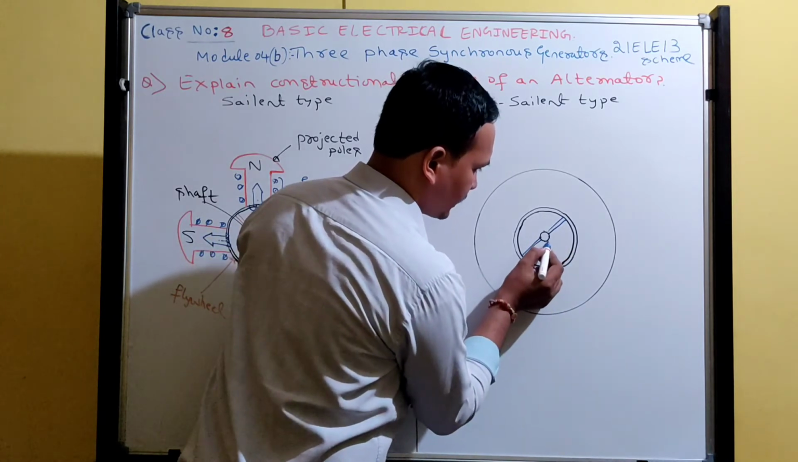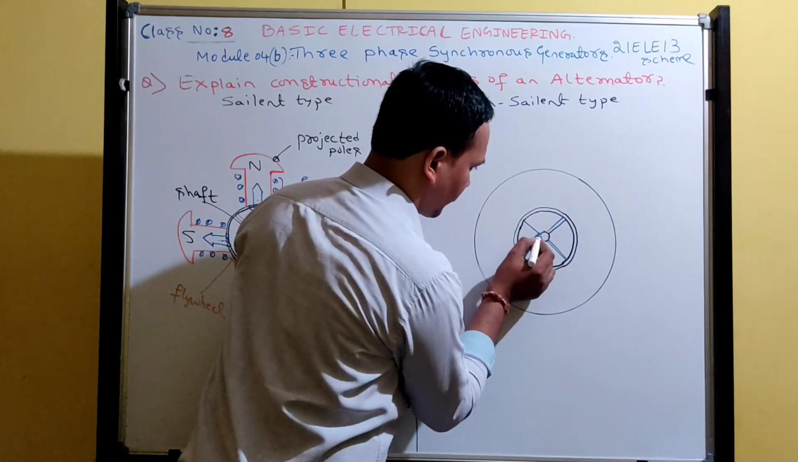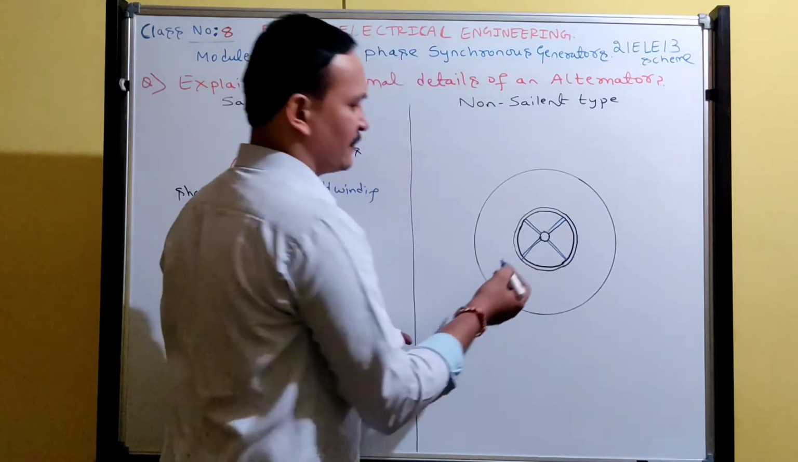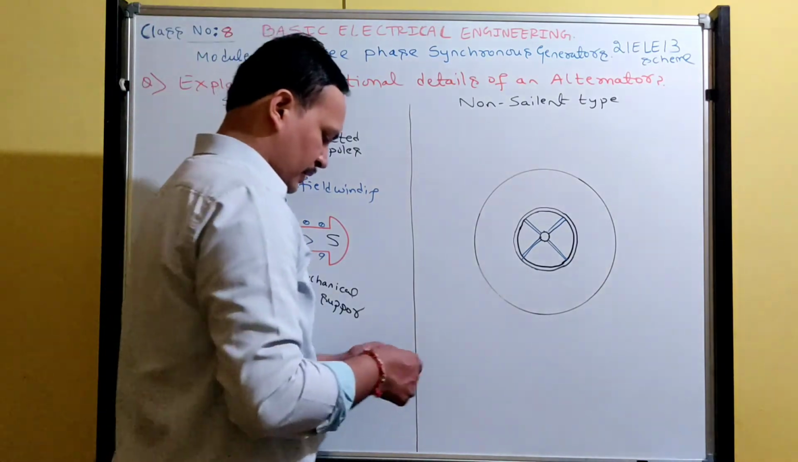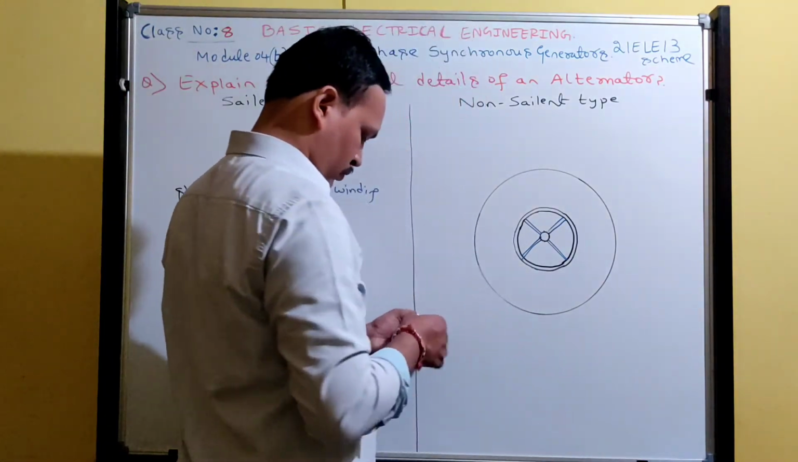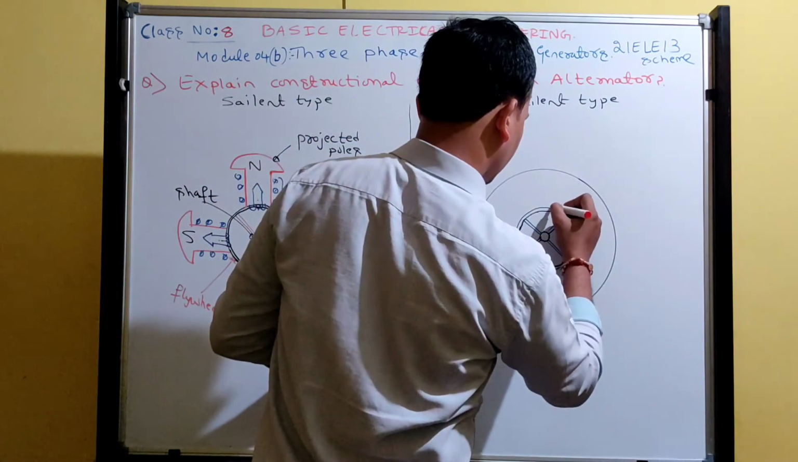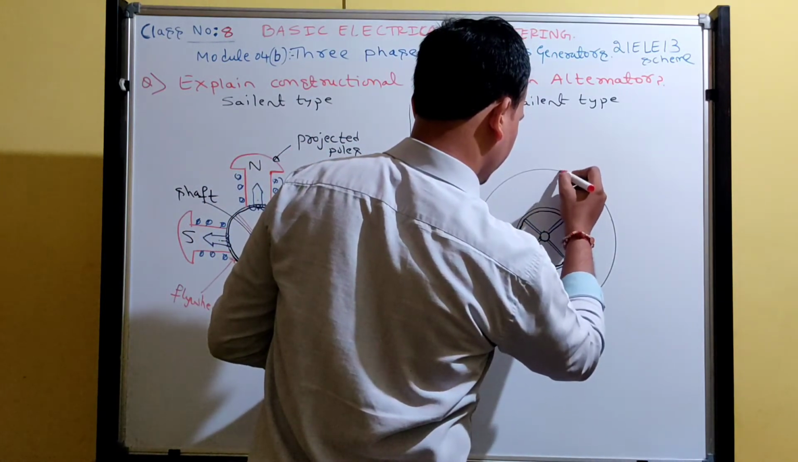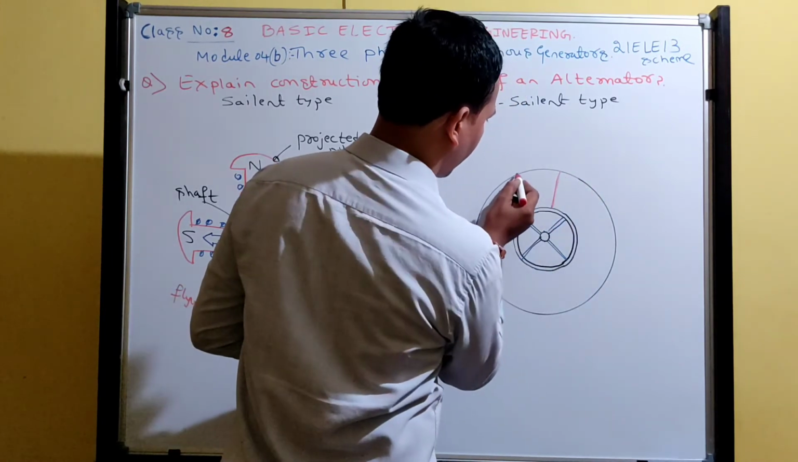So what is the center circle? That center circle is called what? Very good, shaft. This diagram is not according to scale, so please kindly cooperate. See, now you must write like this. You should write like this.